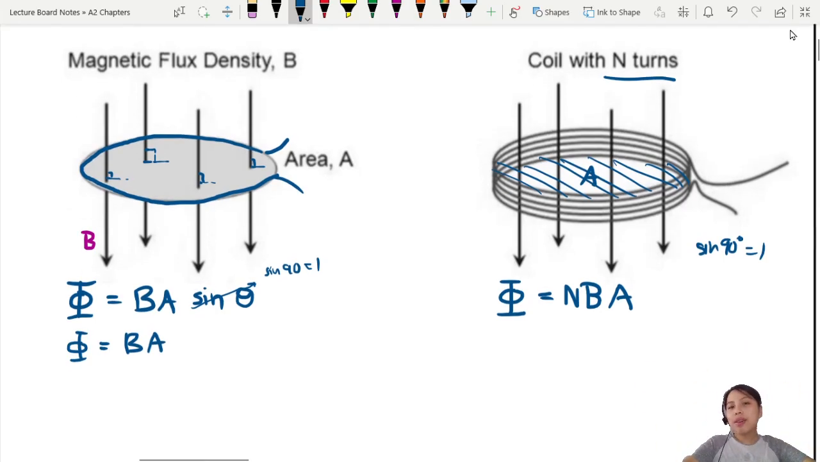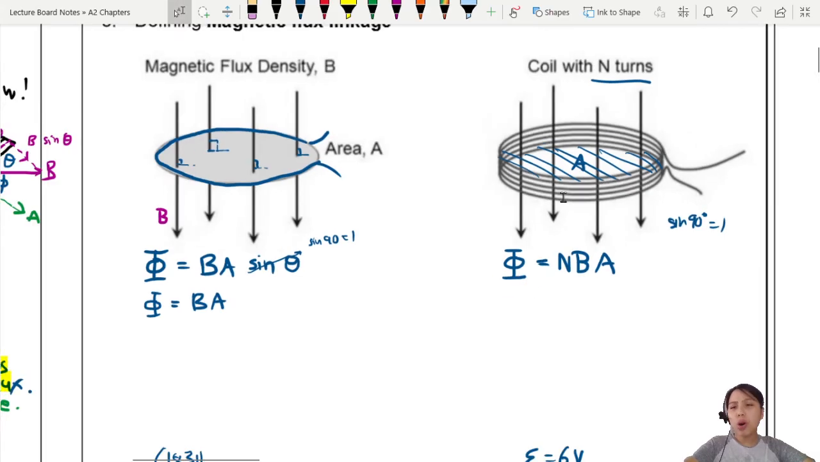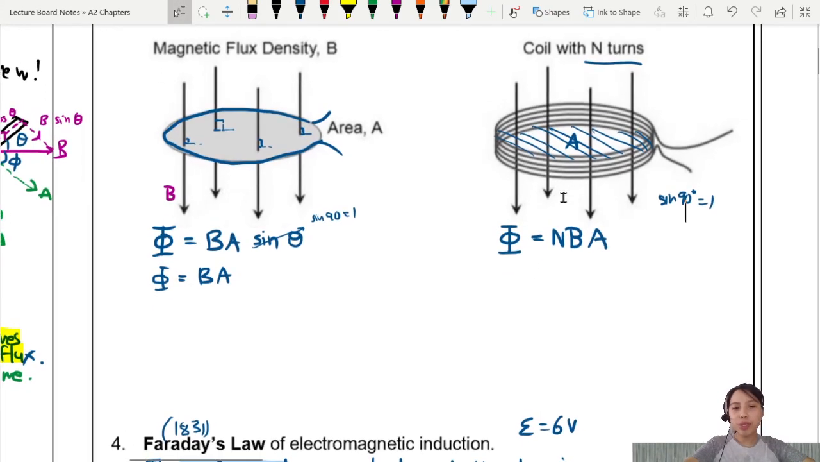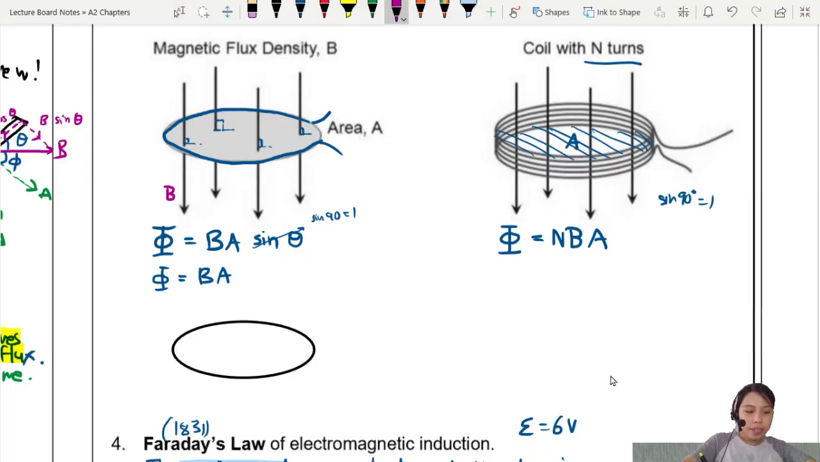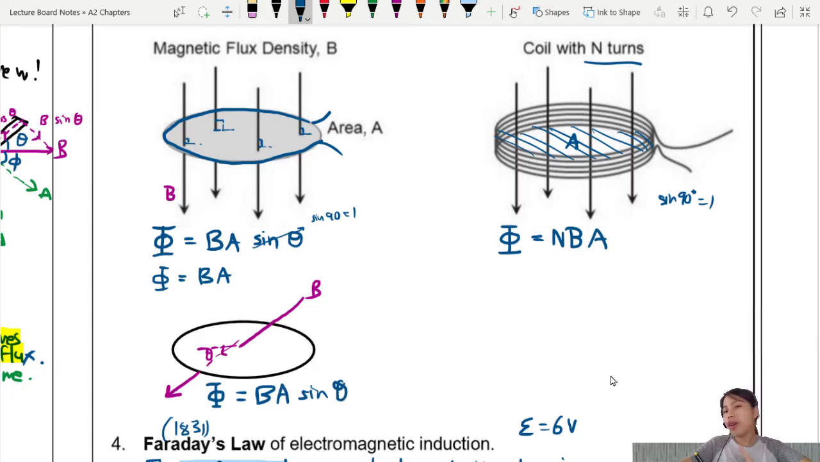Okay, so what if the B is at an angle to your coil? Let me draw for you. Let's say the field is coming through at an angle like this, pokes through and comes out, like something you skewer in there. So you have a certain angle theta now, and this is your B. So phi equals, all you can say is, BA sine theta. It's no longer 90 degrees, so we cannot ignore it. Same thing if you have many coils.